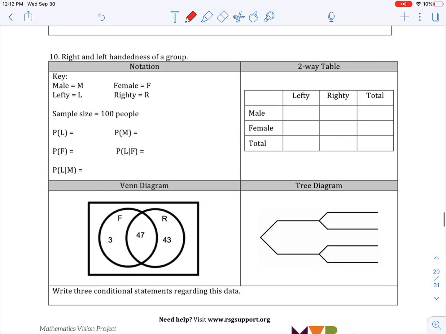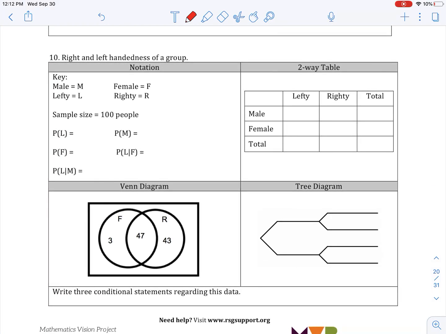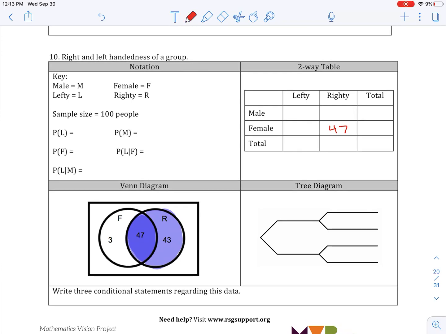All right, last one if you need it. This time we're given the Venn diagram, all right? So we are given, again, start the Venn here. That 47 must be F and R. F and R is female righties. All right, now I'm going to look at the whole R circle, which is all the righties together, right? So that means that the 43 are righties. Those 43 are not in the female circle, so they must be male.